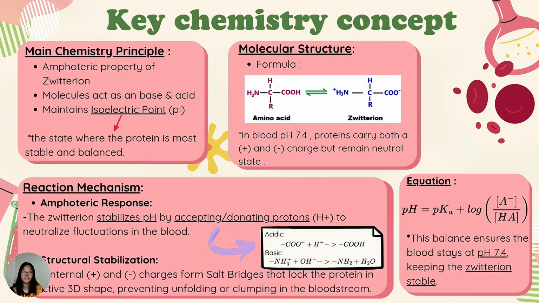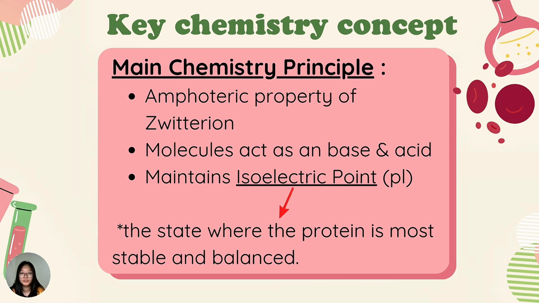Now, I will talk about the key chemistry concept of how zwitterions maintain protein stability in our blood. The main chemistry principle here is the amphoteric property of zwitterions, which means that the molecules act as an acid and a base. This unique ability allows the protein to maintain its isoelectric point. And you may ask, what is the isoelectric point? The isoelectric point means the state in which the protein is most stable and electrically balanced.